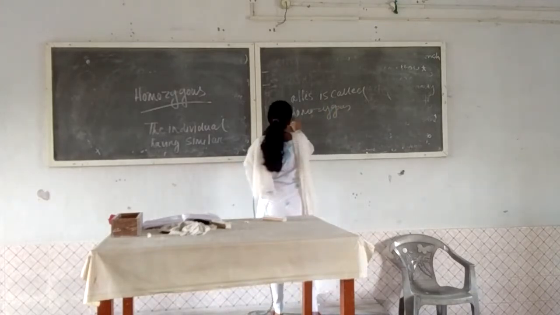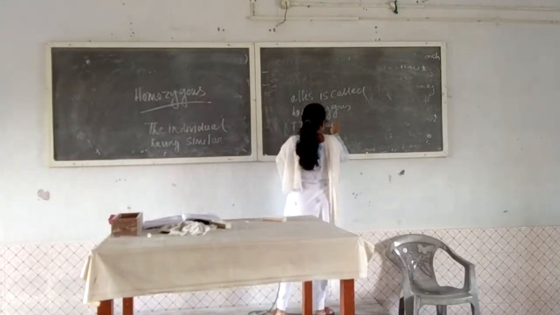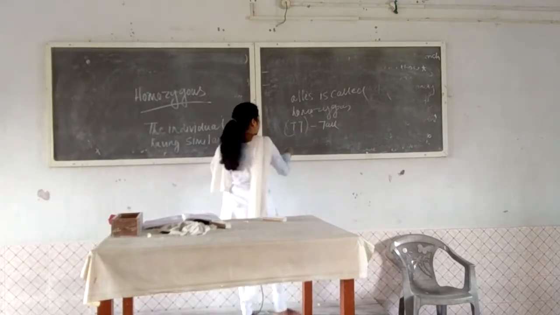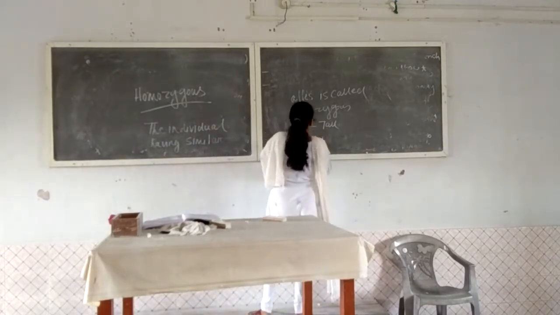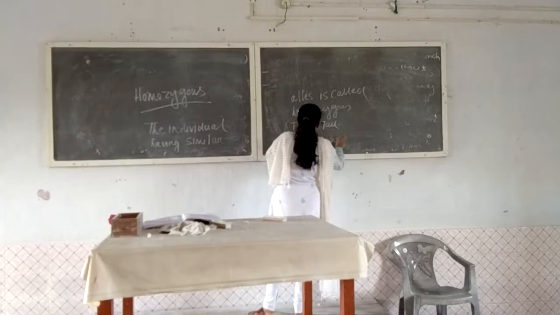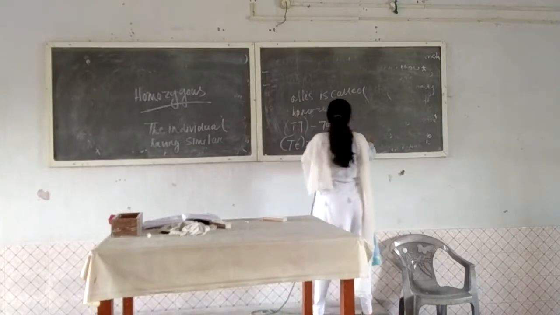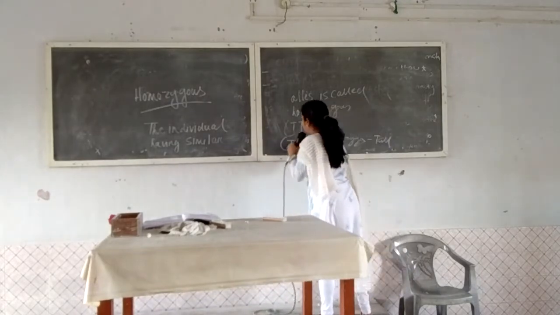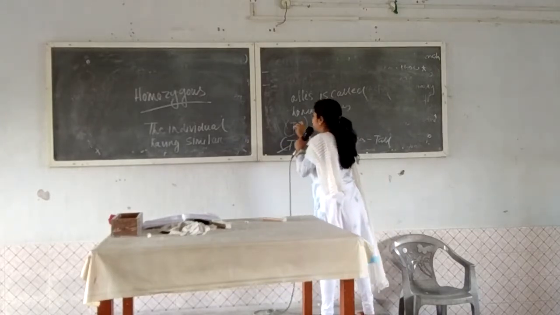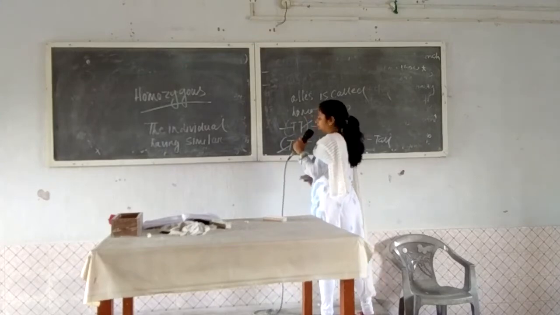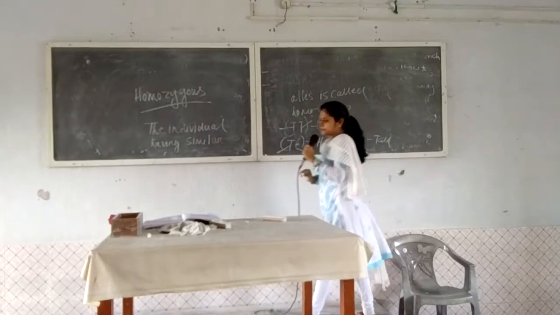And for a pure tall plant, he used TT. This is homozygous. And when for a tall plant capital T and small t are present, then it is called heterozygous. This plant also phenotypically looks tall, but two different types of genes are present. This plant also looks tall, but the similar genes or alleles are present. So this is called homozygous and this is called heterozygous.